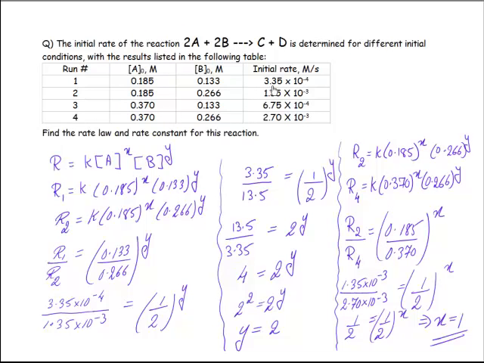Now, we also need to calculate the rate constant, but first of all, let me write down the rate law expression. The order of the reaction with respect to A is 1 and the order of the reaction with respect to B is 2. So it's a third order reaction. Now we can use the values from experiment number 1 to calculate the value of K. So if I make K the subject of the formula, we'll get rate of the reaction divided by A raised to 1 into concentration of B raised to 2. Now the rate of the reaction for experiment number 1 is 3.35 into 10 to the power minus 4.